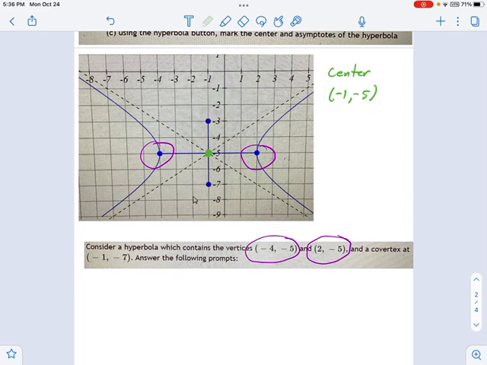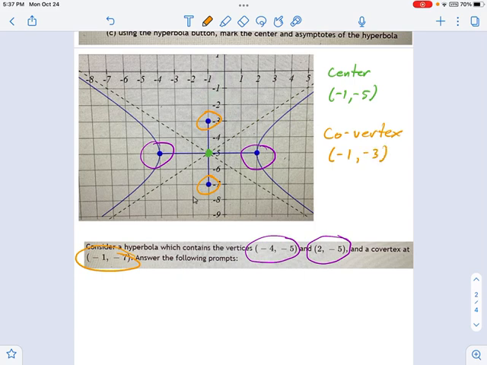Now, the next thing I'm told is that the co-vertex is located at (-1, -7). Well, that's down here. And if I look at that center point, I see I'm 2 points down from it, which means the other co-vertex must be here. That's going to be at the following location, looks like -1 in x, and -3 in y.